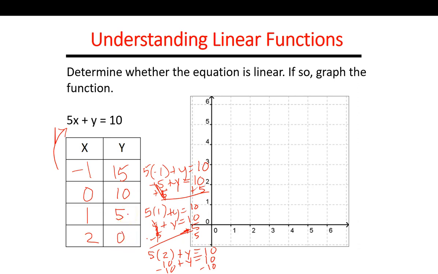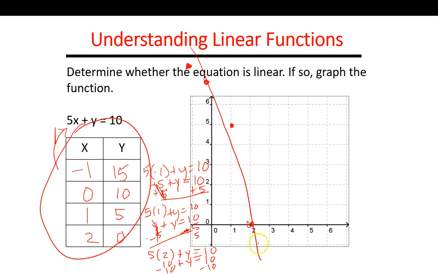So now I'm going to take these ordered pairs right here, and I'm going to plot those on a coordinate plane. So -1 and 15 is way up here. 0 and 10 is way over here. 1 and 5 is right here. And 2 and 0 is right here. So basically what you're going to have is a pretty steep line that is caused by this equation 5x plus y equals 10.